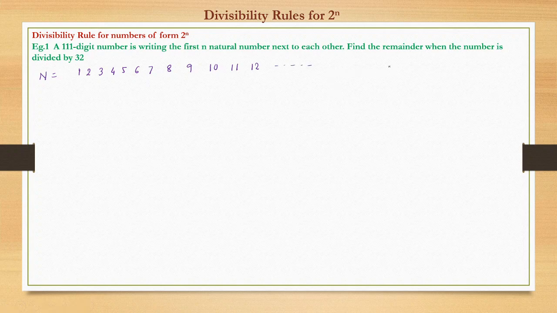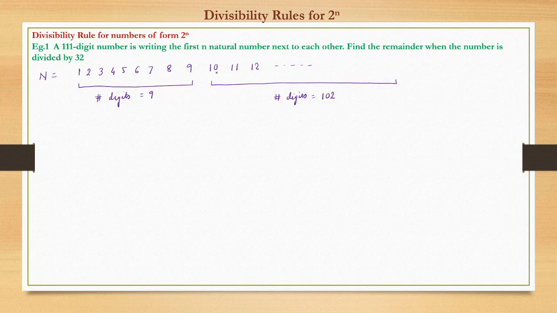Now this will go up to a certain number such that the number of digits in this number n is 111. So from 1 to 9, the number of digits is 9, and from here the number of digits should be 111 minus 9, which is 102. So till what number will this series continue? Because all the numbers are two digit here, 10, 11, 12, that way.